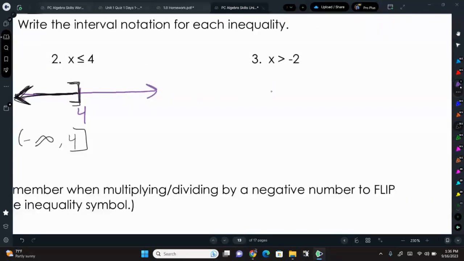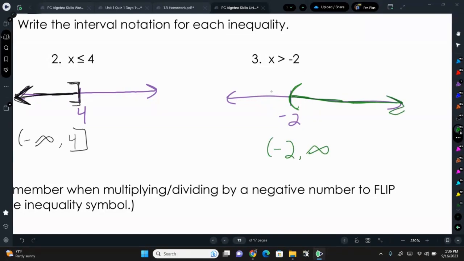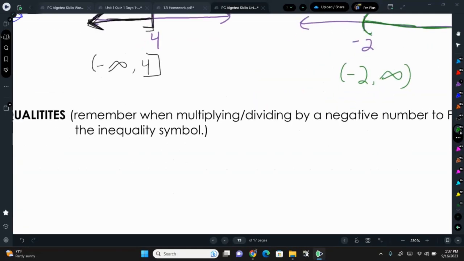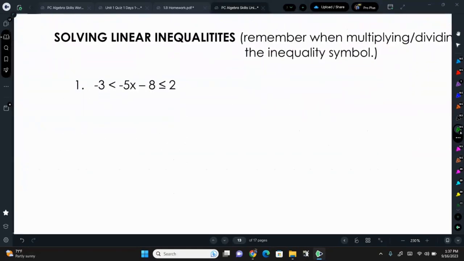And then x is greater than -2. So again, we're going to draw right, -2. Now greater than means just a parenthesis because -2 is not included. So parenthesis -2, infinity.